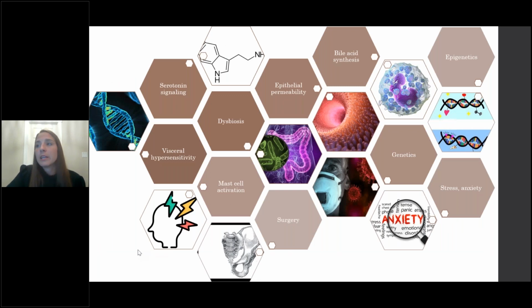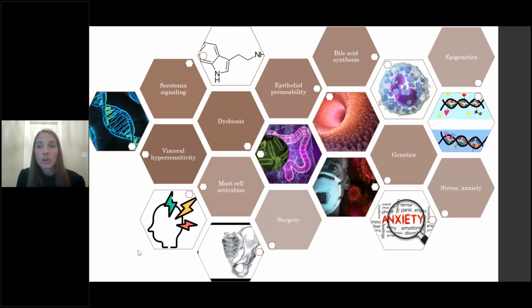So what you're seeing here on this table is various working hypotheses or characteristics that we have pretty good basic science data on, and maybe we just haven't fully translated this into humans, of mechanisms about why IBS occurs in some individuals and maybe not in others.